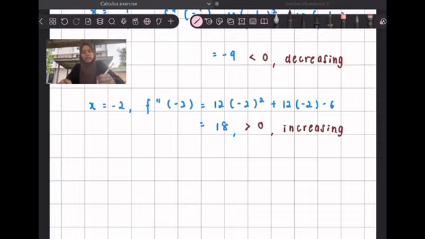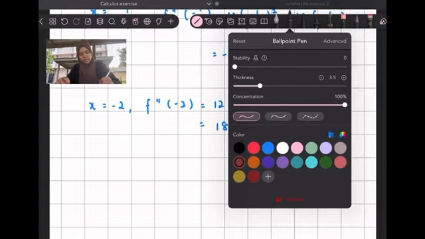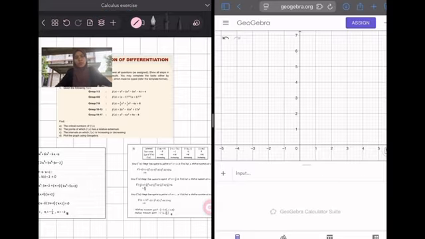Okay, that's all for question number C. So we are done with question 1C. Next we will proceed with question 1D. Question 1D asks us to plot the graph using GeoGebra. For your information, GeoGebra is a mathematics software or app that helps us to draw graphs or visualize mathematics easily.